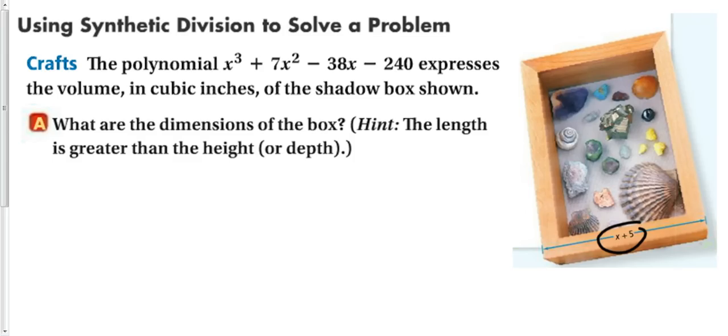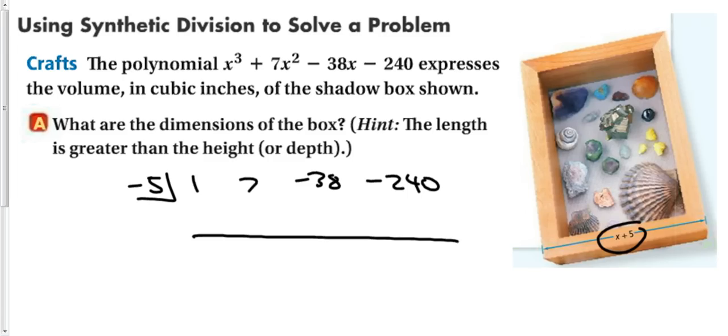So let's do that. So x plus 5, I'm going to put a negative 5 in my little box here, and then I'm going to put my coefficients, 1, 7, minus 38, minus 240. Bring down the 1, gives me negative 5. That's a 2. That's a negative 10. That's a negative 48. Negative 5 times negative 48 is a positive 240. And I expected this to work out because it was actually a factor. It's shown to me as a factor.